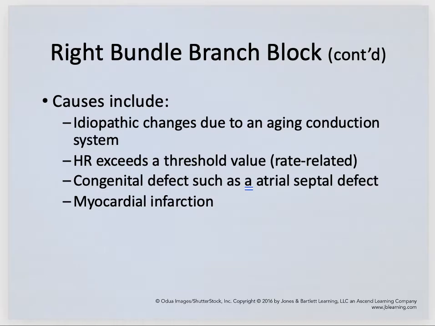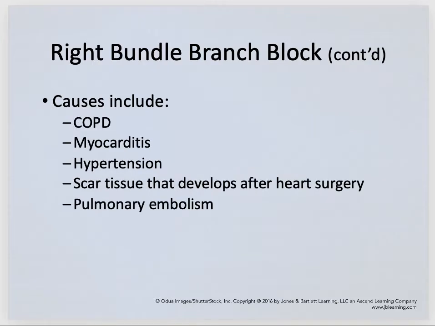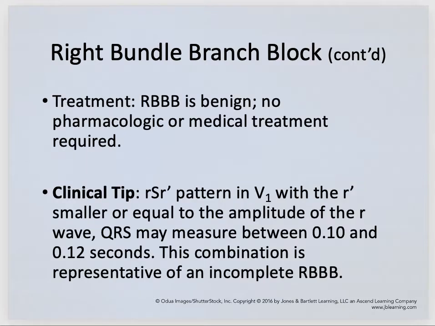Idiopathic changes, aging, heart rate exceeding the threshold could be age-related, atrial septal defect at birth, a congenital thing, myocardial infarction, pulmonary disease, myocarditis, hypertension. I'm listing you all of these potential causes, but the bottom line is a right bundle branch block is benign, asymptomatic, no big deal.